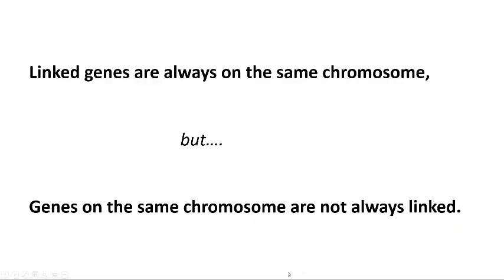So just to summarize this, if you have genes that are linked, they must be on the same chromosome. However, not all genes on the same chromosome are always linked to each other. Even though they are physically on that same piece of DNA, nevertheless, when they get far enough apart, those alleles are not preferentially inherited with each other, and at that point, they would be considered unlinked.